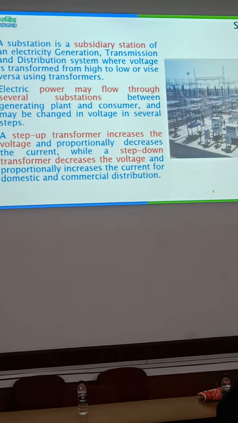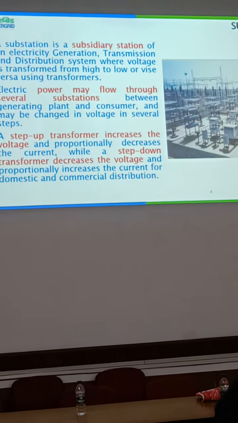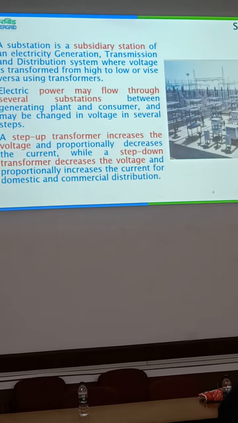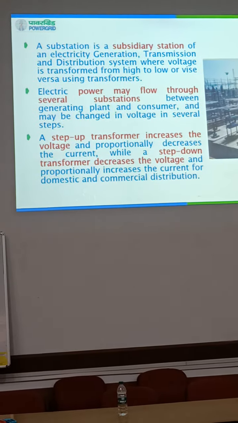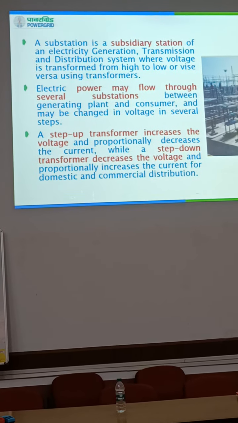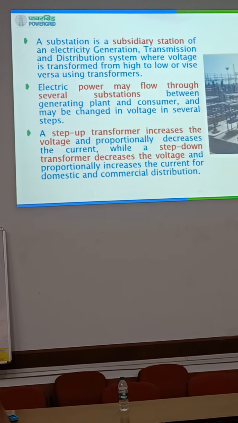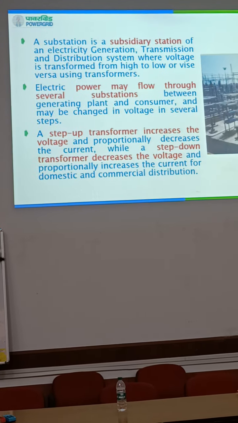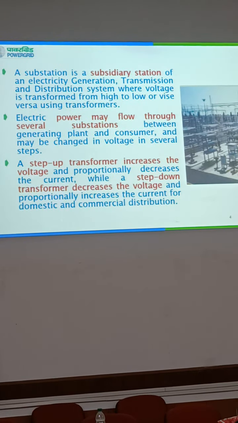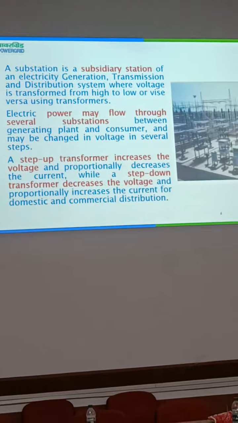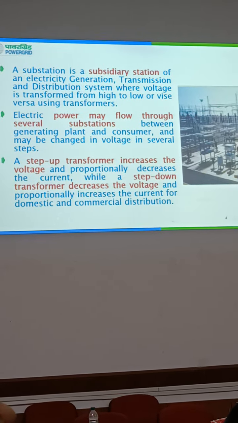So by construction, a transformer is neither step up nor step down. More or less your answer is right. It depends on the direction of power. If it is flowing from the low voltage to the high voltage side, it is in step up mode. It is the operational mode only. If it is flowing from the high voltage side to the low voltage side, it is step down mode. So the same transformer can work as a step up transformer as well as a step down transformer depending on the direction of power.